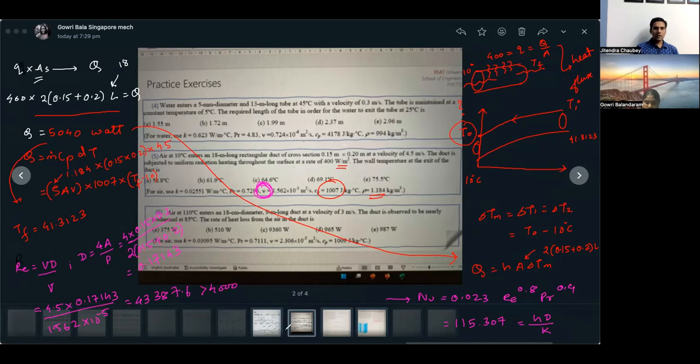So we can find the value of H, which is equal to the answer into K, 0.0255, upon the diameter, 0.1714. H is 17.158. Okay, H is obtained. We will substitute over here. Question is done.